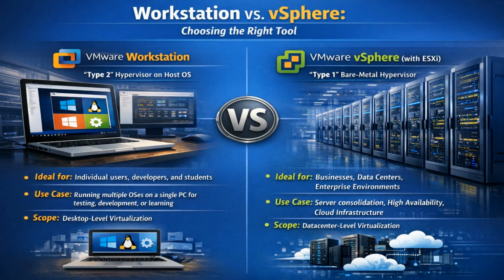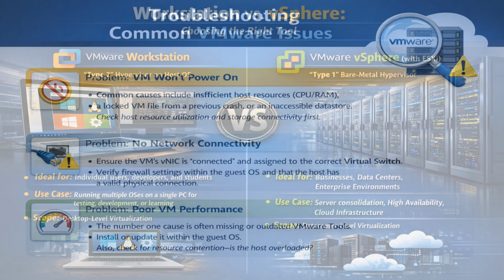Workstation versus vSphere. VMware Workstation, a Type 2 hypervisor that runs on a desktop OS, ideal for students, developers, and individual users to test, learn, and run multiple operating systems on a single PC. VMware vSphere ESXi, a Type 1 bare metal hypervisor installed directly on servers, designed for enterprises and data centers to support large-scale virtualization, high availability, and cloud infrastructure.